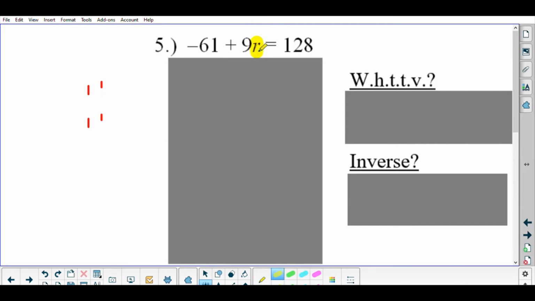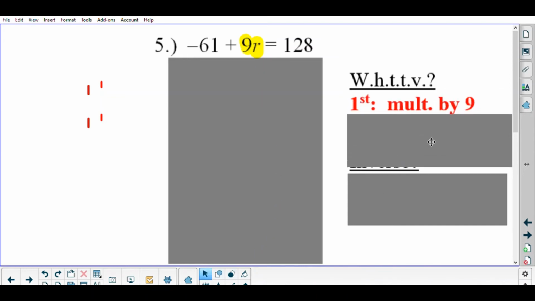Well, this was a little tricky. The variable was over here, and right next to it was the 9. It is being multiplied by 9 first.